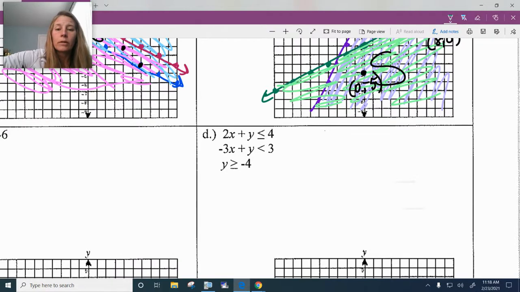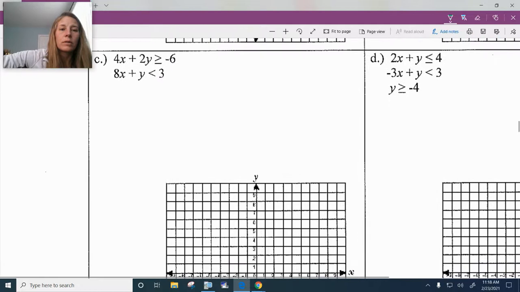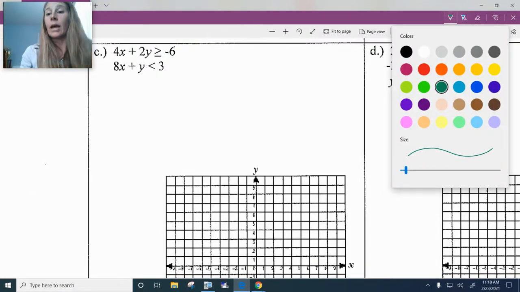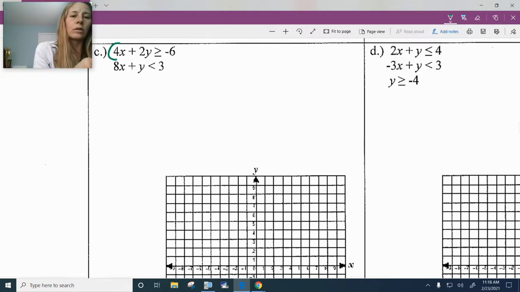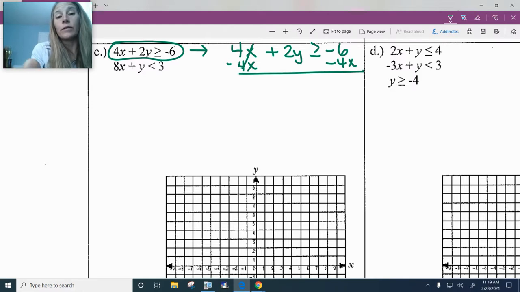All right. So we got another one here. Same idea, just a little bit more intense of an equation. But we're going to go ahead and start it out by getting that y by itself. So I have 4x plus 2y is greater than or equal to -6. Again, moving that x over to the other side using the inverse operation of subtraction.